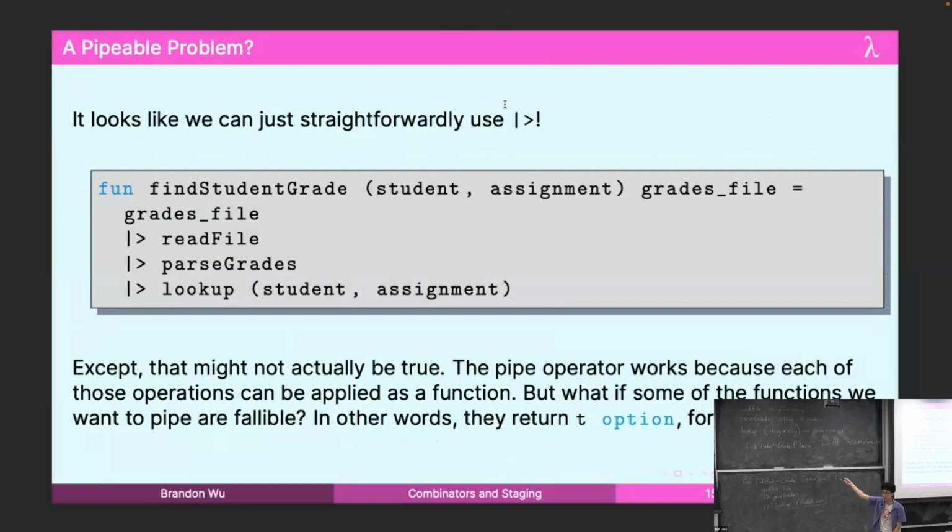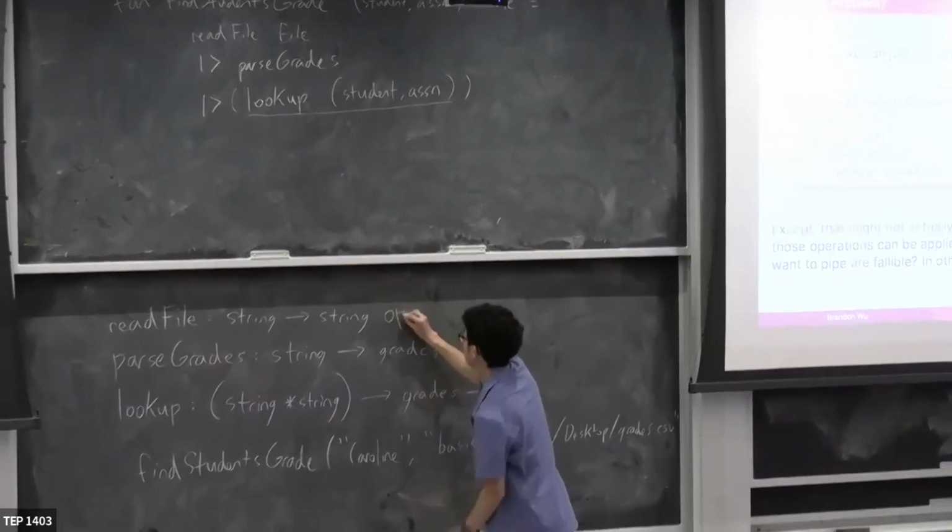I can look up a student in an assignment, but wait, last I checked, Caroline is not a student in this class, she's a TA, so this shouldn't succeed at all. So what I'm saying here is that every single one of these functions should return to us actually this signature. Should have this signature.